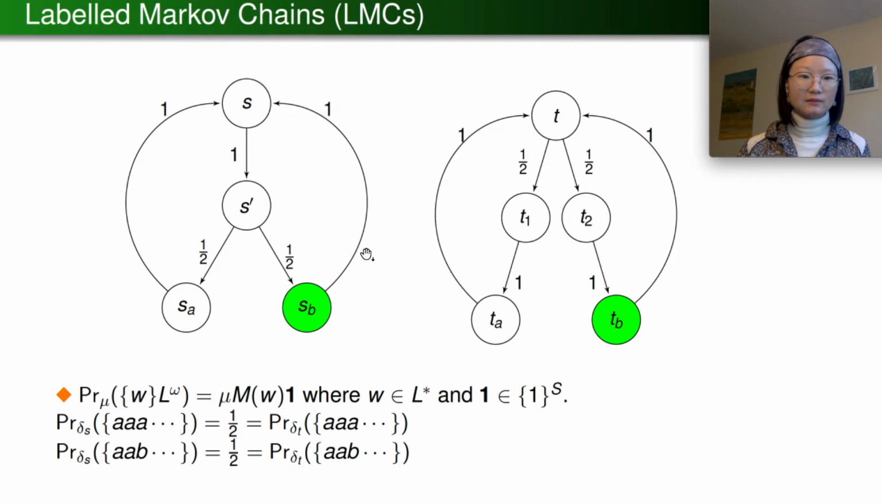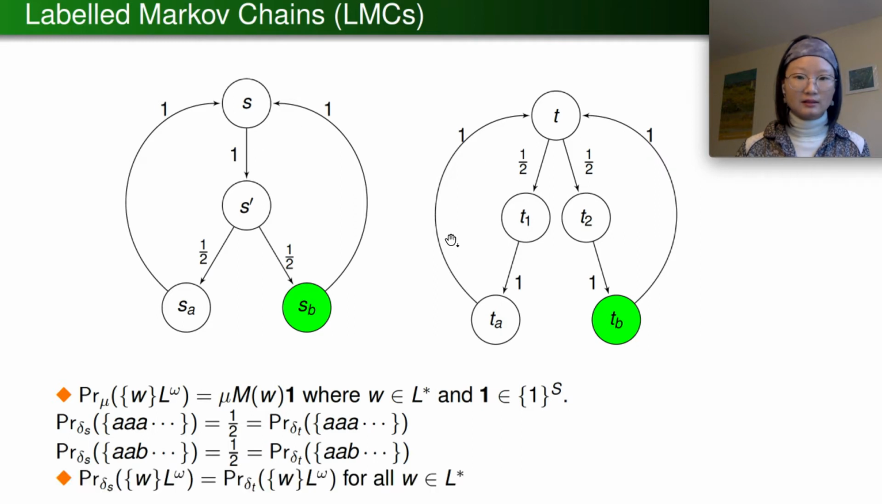So in this example, if the initial distributions are delta S and delta T, the Dirac distributions on S and T, the probabilities assigned to the infinite traces with prefix AAA or the infinite traces with prefix AAB would be a half. And in fact, for this LMC, the probabilities are always the same for delta S and delta T, where W can be any finite trace.